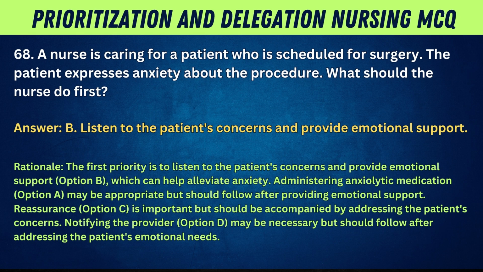Answer: B. Listen to the patient's concerns and provide emotional support. Rationale: the first priority is to listen to the patient's concerns and provide emotional support, option B, which can help alleviate anxiety. Administering anxiolytic medication, option A, may be appropriate but should follow after providing emotional support. Reassurance, option C, is important but should be accompanied by addressing the patient's concerns. Notifying the provider, option D, may be necessary but should follow after addressing the patient's emotional needs.